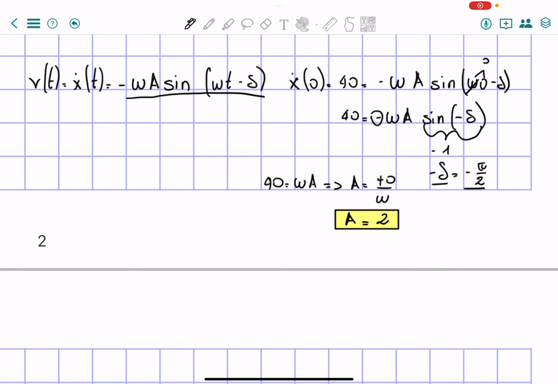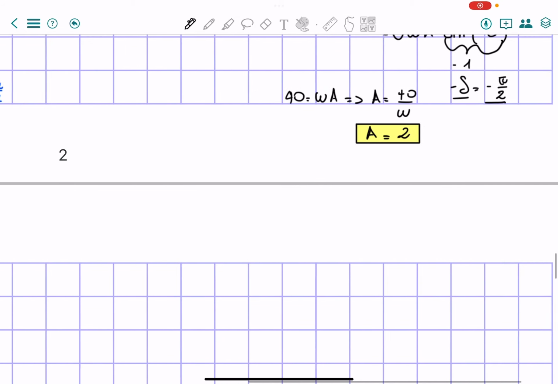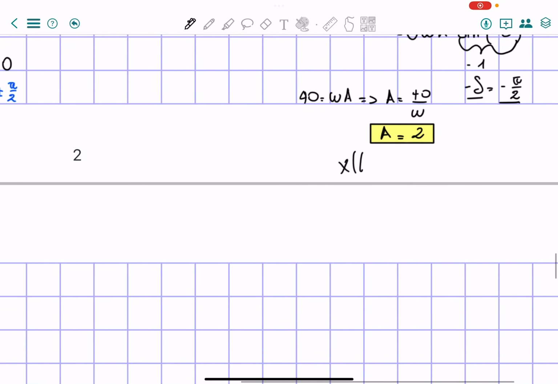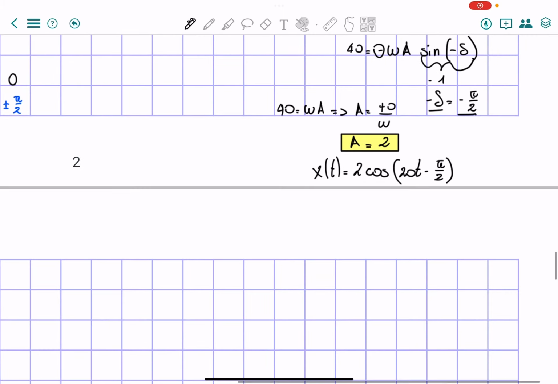And we can rewrite the whole formula as x of t equals 2 cosine of the angular frequency, which was 20, times t minus pi over 2. And that's our final answer.